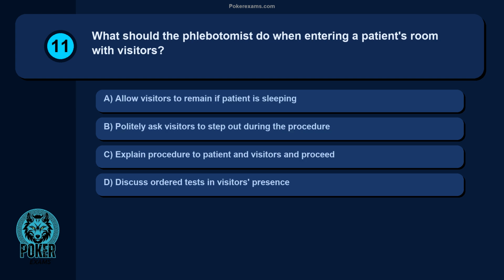Question 11. What should the phlebotomist do when entering a patient's room with visitors? Allow visitors to remain if patient is sleeping. Politely ask visitors to step out during the procedure. Explain procedure to patient and visitors and proceed. Discuss ordered tests in visitors' presence.